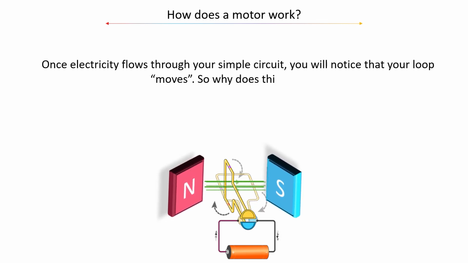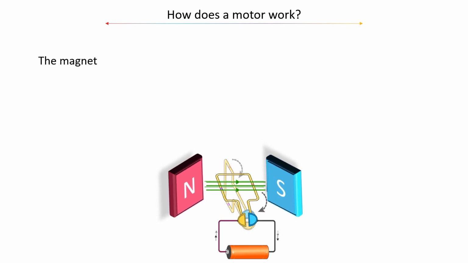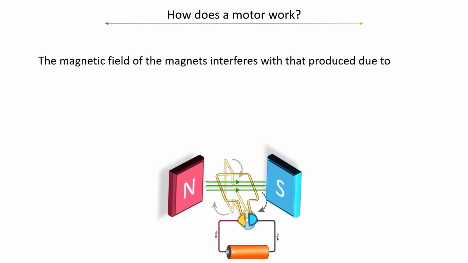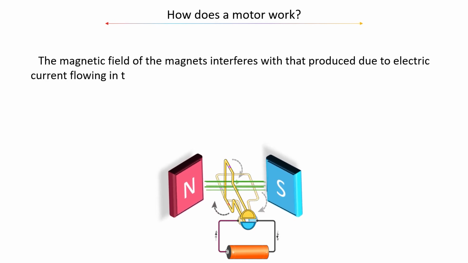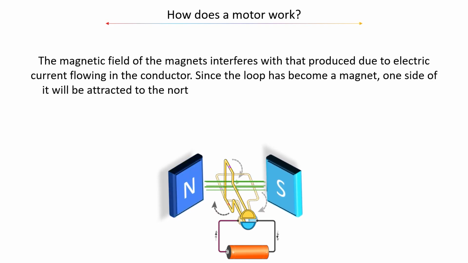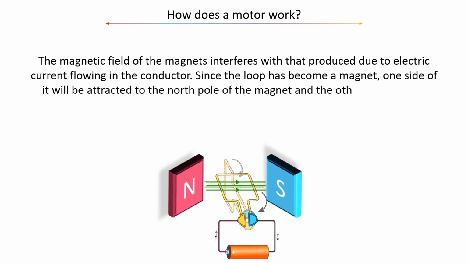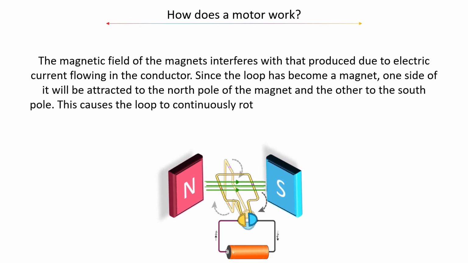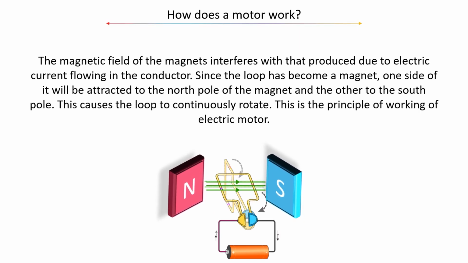And why does this happen? The magnetic field of the magnets interferes with that produced due to electric current flowing in the conductor. Since the loop has become a magnet, one side of it will be attracted to the north pole of the magnet and the other to the south pole. This causes the loop to continuously rotate. This is the principle of the working of an electric motor.